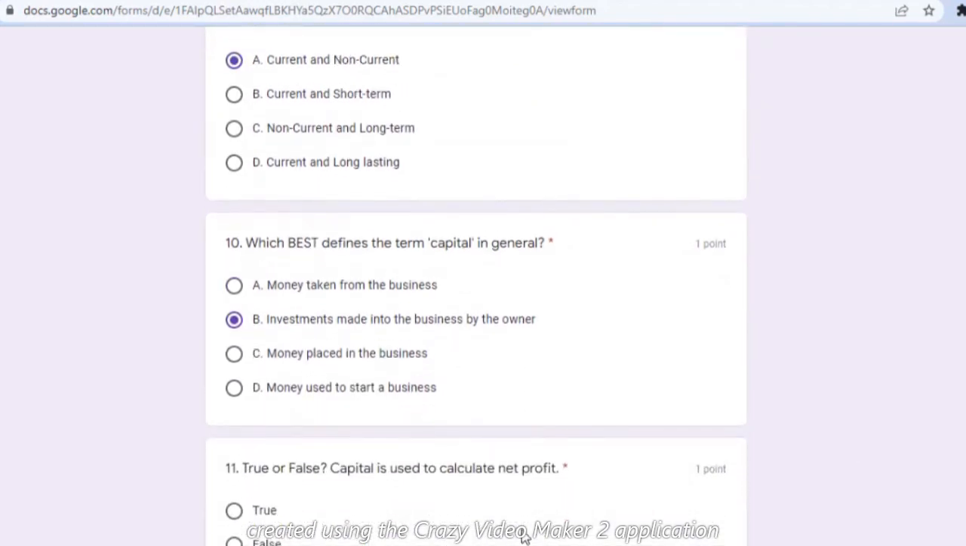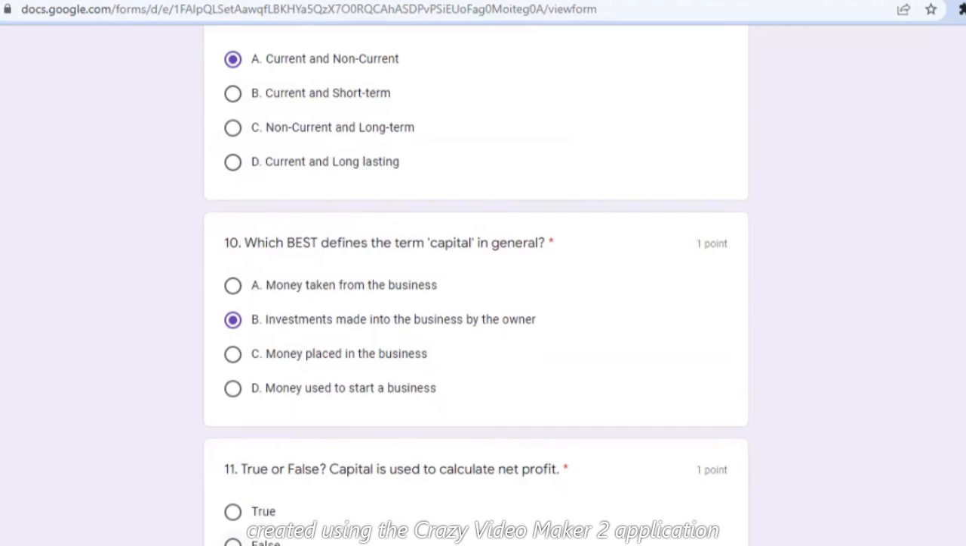True or false? False. Capital is used to calculate net profit. Do we need capital to calculate your net profit? Think about it. Where do you calculate net profit? In your trading profit and loss account, which is also called your income statement. Do you put capital in your income statement? If you put yes, then maybe you should sign up for some tutoring, because if you put your capital in your income statement, something is wrong.